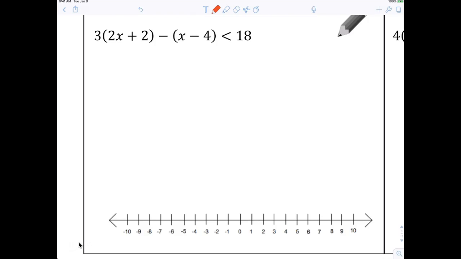3 times 2 is 1. No, I'm going down. I'm going down. See that? That should be a plus 4.